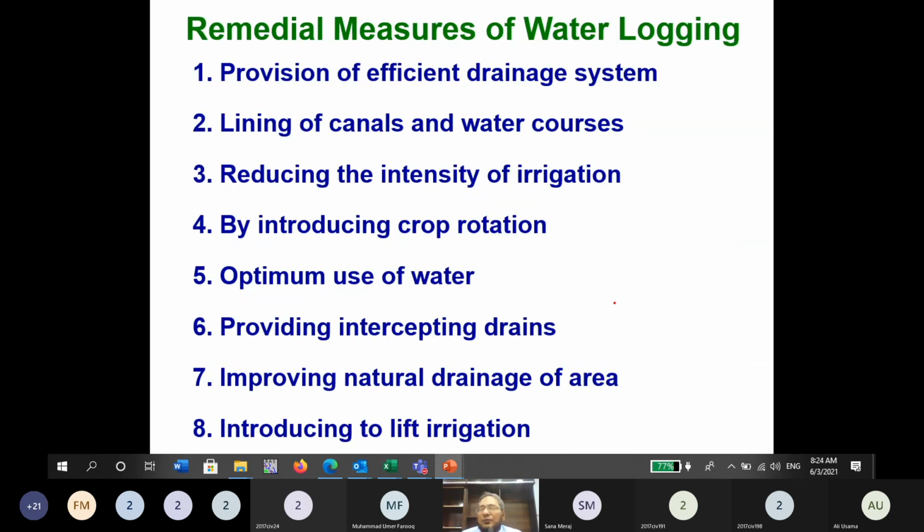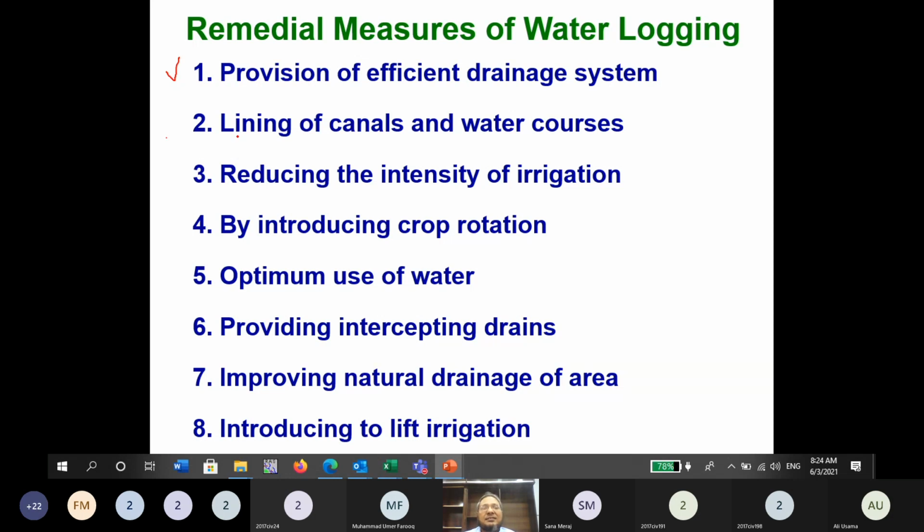Now, what are the remedial measures of waterlogging? There is a list of remedial measures. Number one, provision of efficient drainage system. That's very necessary. Without an efficient drainage system, irrigation itself is not advisable. So whenever we design irrigation projects, beside them we also design drainage projects. So irrigation and drainage are compulsory for each other.